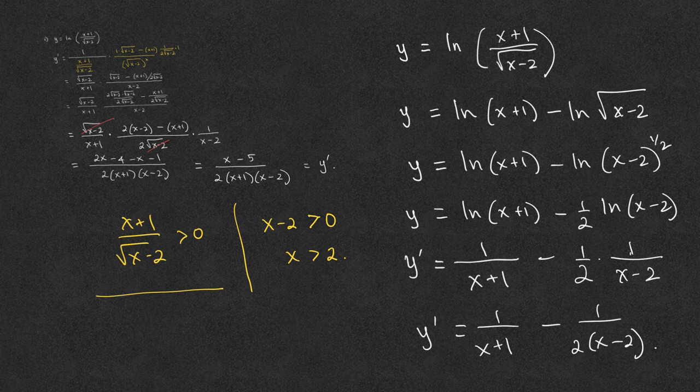The 0 in the numerator is negative 1, and the 0 in the denominator is 2. And then we test the sign. We will see that this is only positive for x greater than 2. And so this solution is the derivative of the original equation, assuming that x is greater than 2.